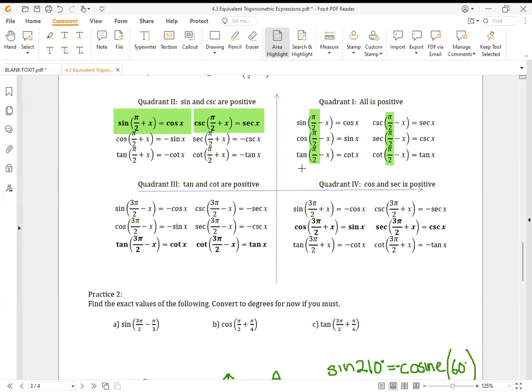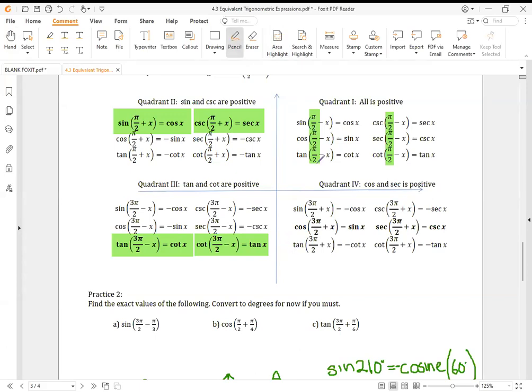Moving on, CAST. If I have a large angle for tangent and I rewrite it with a correlated angle with the y-axis, the ratio remains positive. If I take cotangent, which is 1 over tangent, and I write the equivalent correlated ratio, it remains positive. But if I go from sine to cosine, cosine to sine, or cosecant to secant, secant to cosecant, they will change signs.